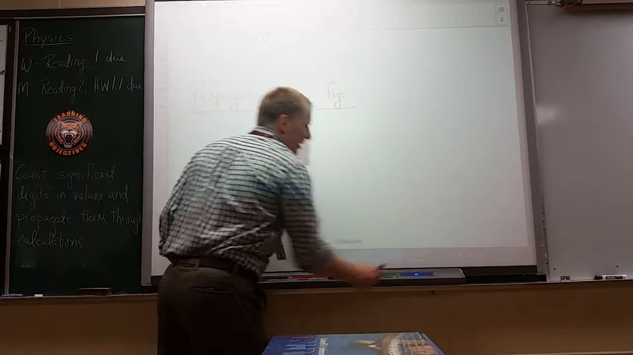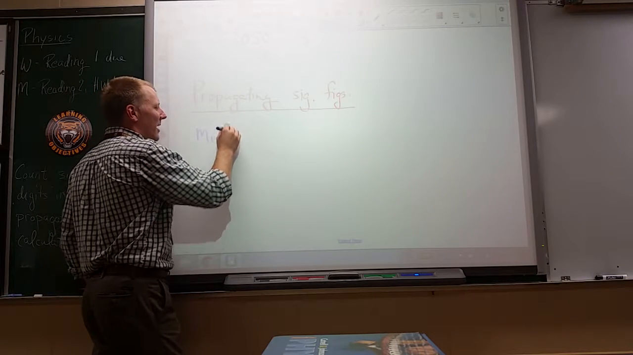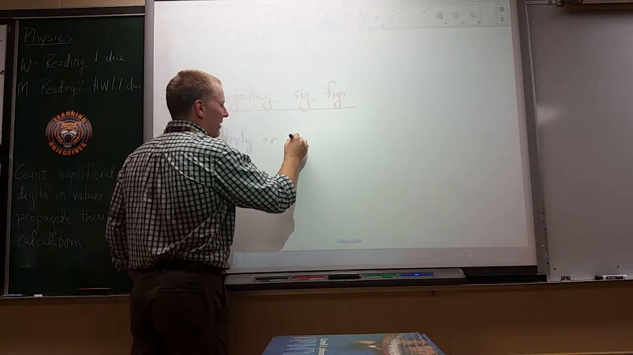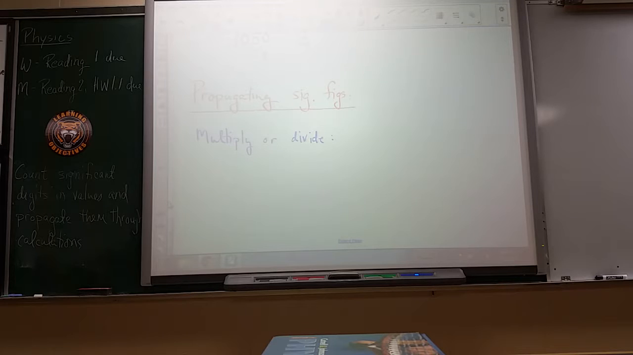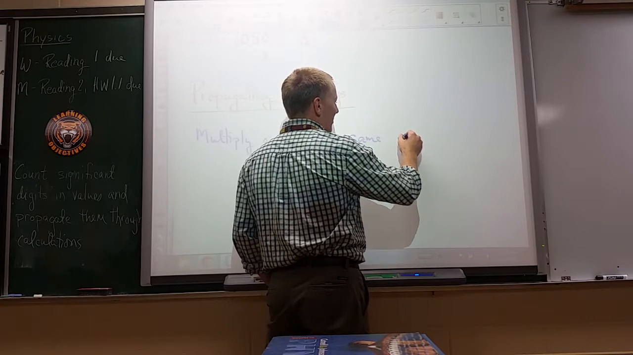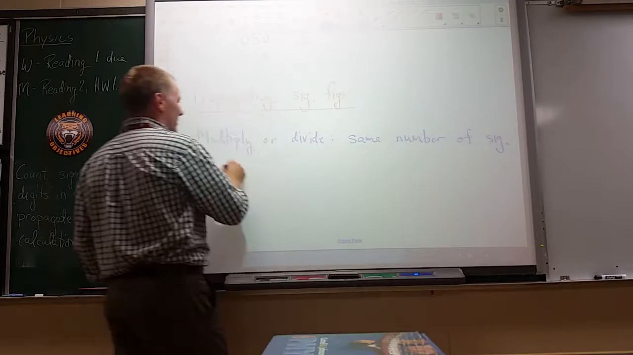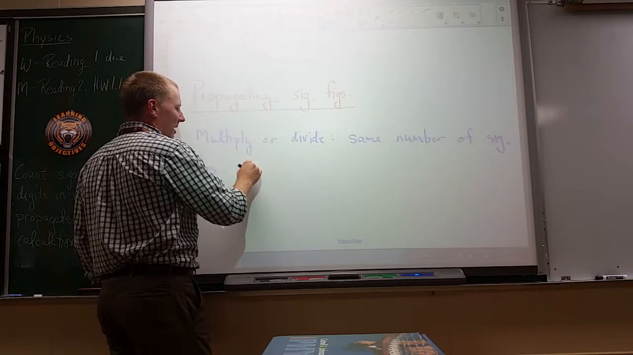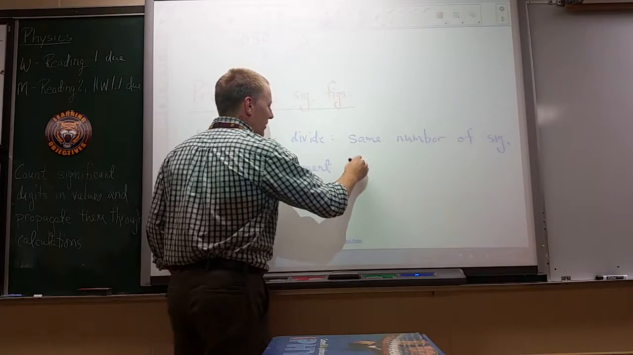We're going to start with the most common way that we do it here in physics, which is multiplication, which also includes division, since that's really essentially the same thing. So if we multiply or divide values, the resultant value has the same number of significant digits as the number with the fewest that went into it. And I'll give an example afterwards. So same number of sig figs as the component with the fewest.